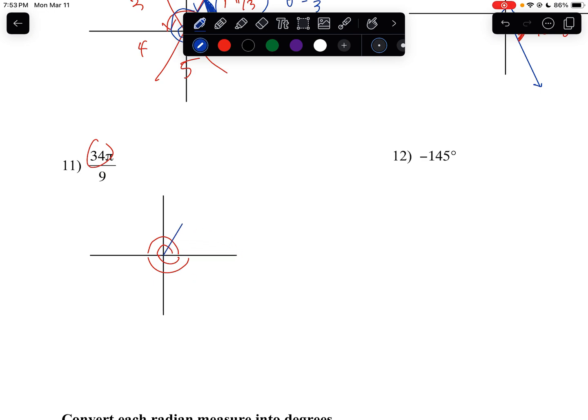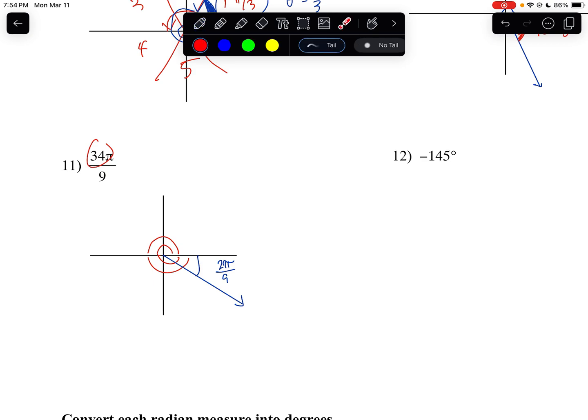So if I rotate around to there, that's going to be 9, 18, 27, 36. I want 2 less than that. That's going to be 2 parts. Imagine that we have 9 parts in this half right here. Go back 2 right here. So this right here would be 2 of those parts, so 2 pi over 9. That's your reference angle right there.